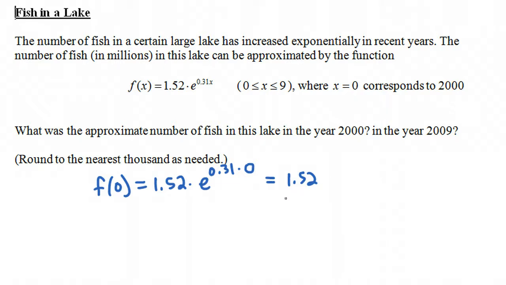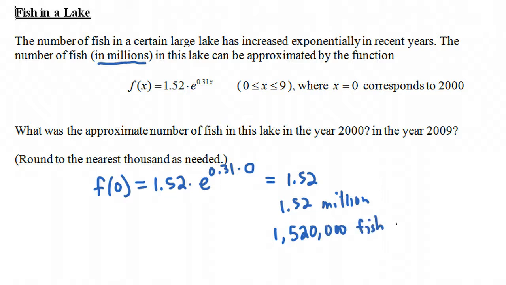So what does this mean? There are 1.52 fish in the year 2000? Now, remember, this was the number of fish in millions. So what we can say is there are 1.52 million fish. And in fact, let's write this out. That means there's 1,520,000 fish in the year 2000.